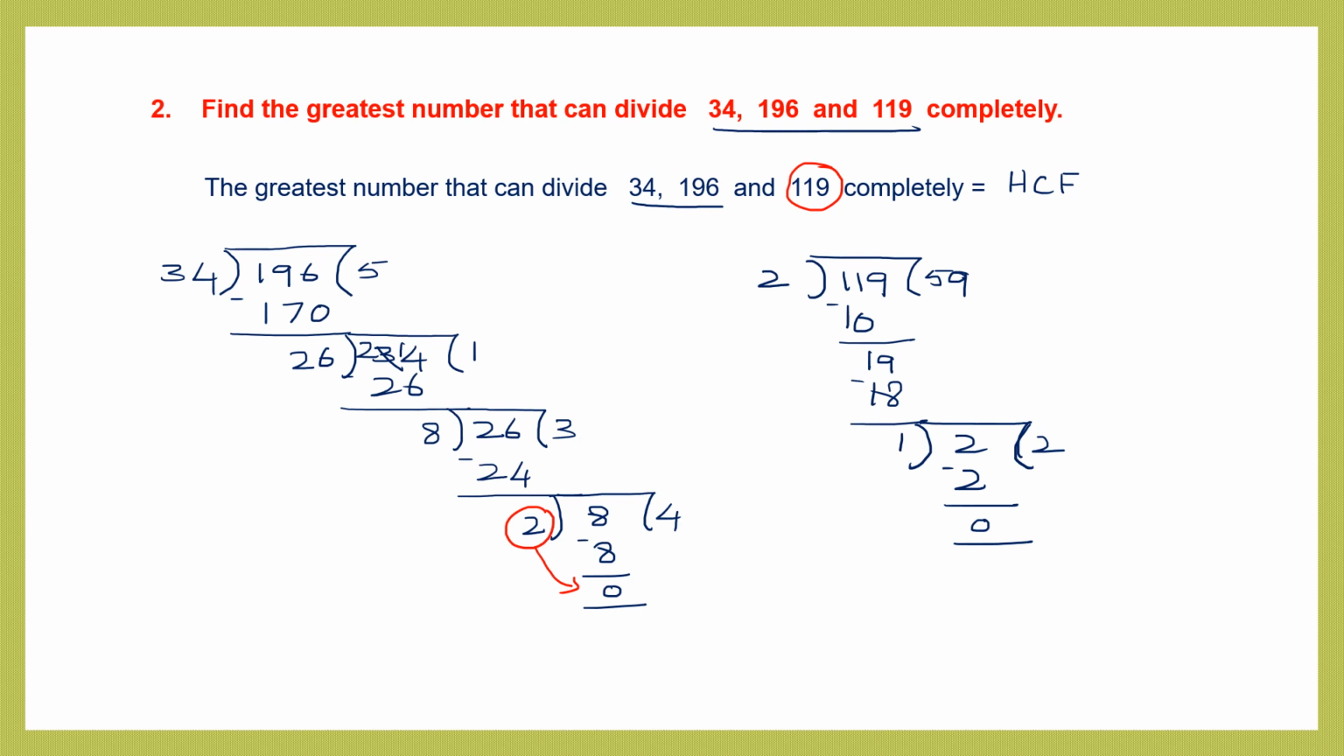So which is our last divisor here? The last divisor is 1, which gave us the remainder 0. So that is the H.C.F. So let's write that down. The H.C.F of these numbers 34, 196 and 119 is 1. So the answer is 1 here.